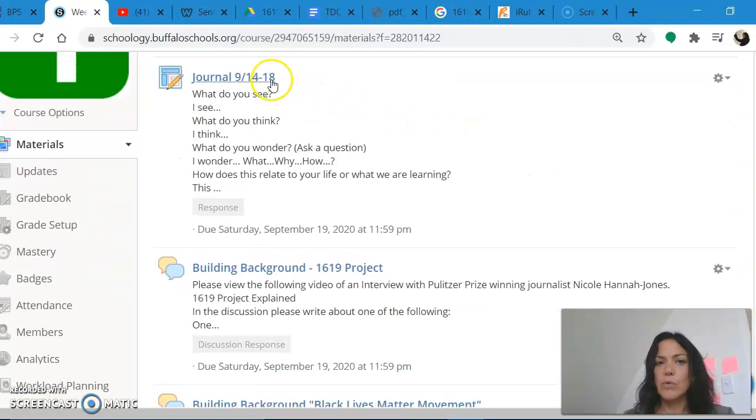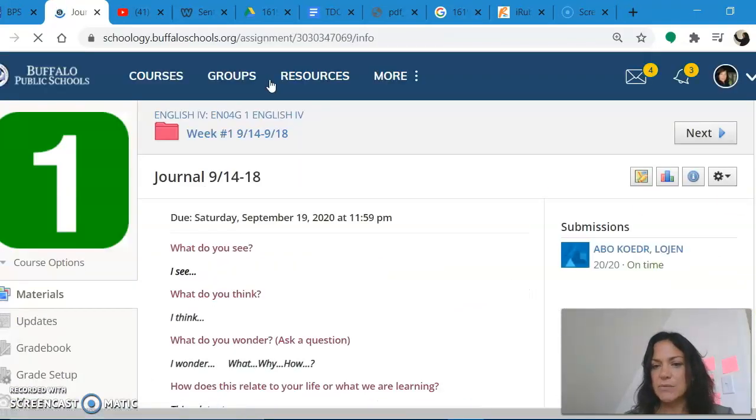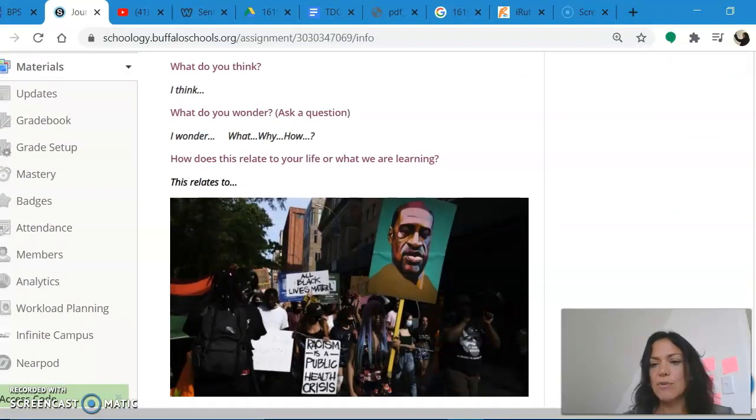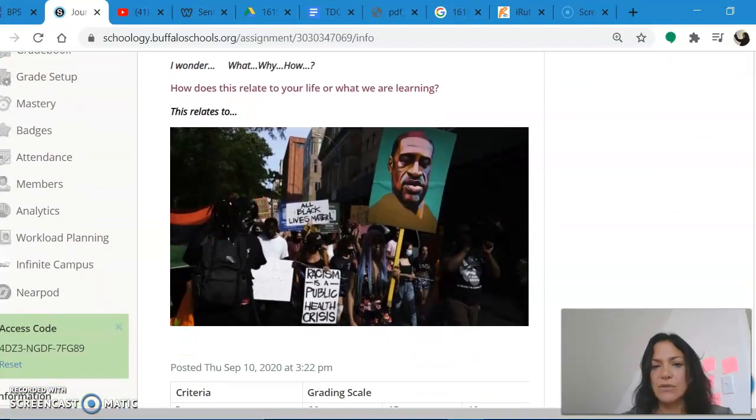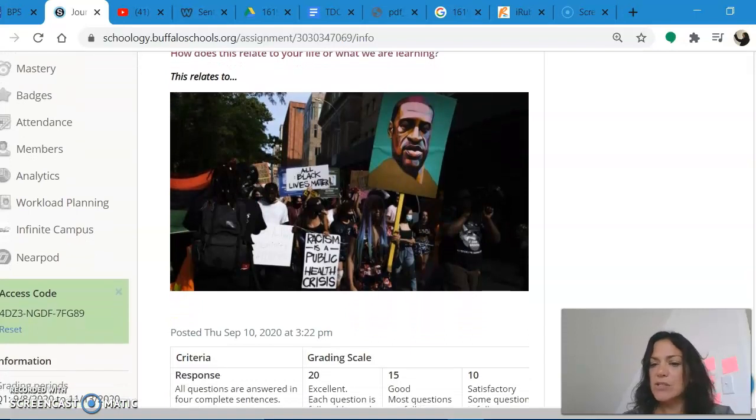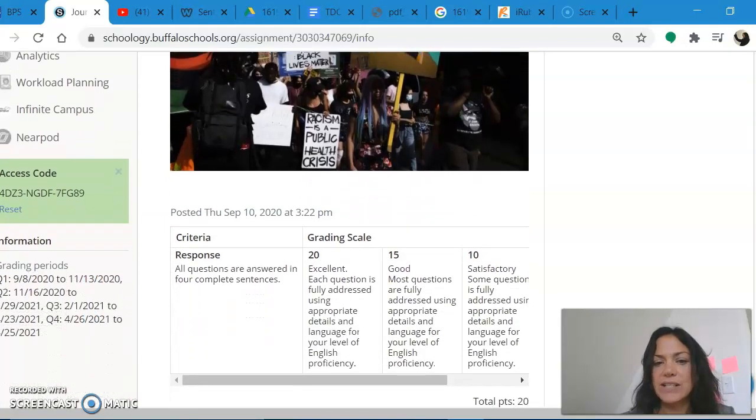The journal will be a See, Think, Wonder, and a relation question. So this week you're going to look at this image, and you're going to respond about what you see and what you think and what you wonder and how this relates to your life or things you have studied in school. And you can see here your rubric.